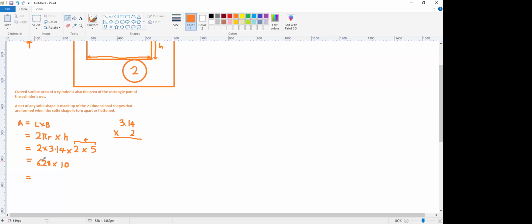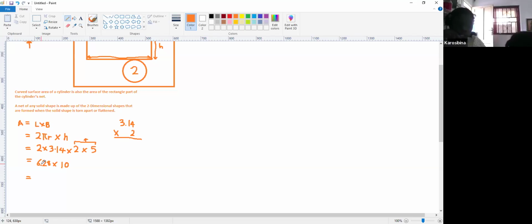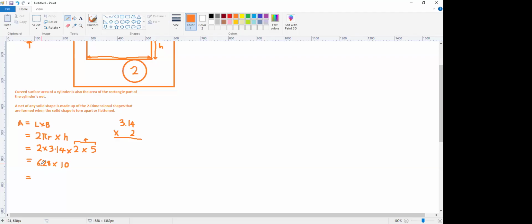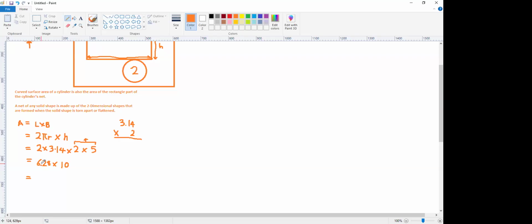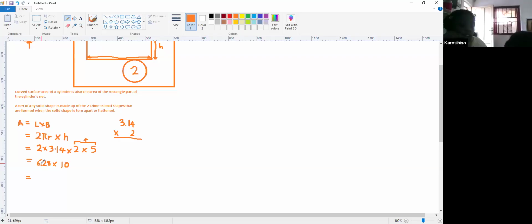You move it to the right. How many times are you moving it to the right? How many zeros are there in 10? 1. Thank you. So you only move it one place. Do we understand? Yes, sir.